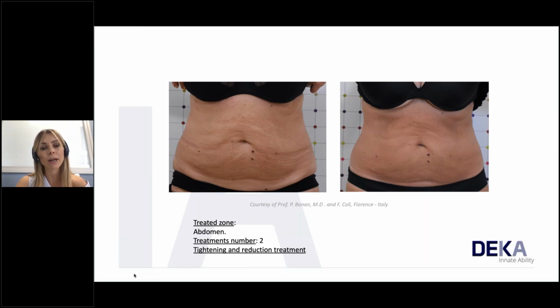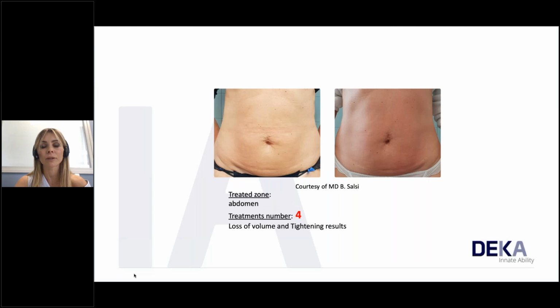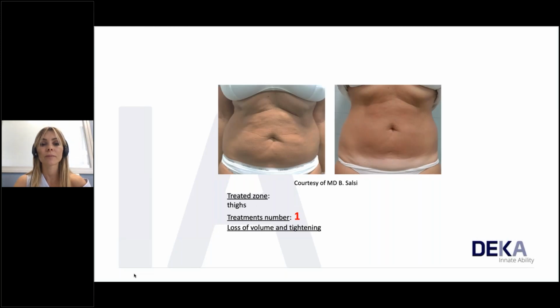So there is a reduction in these lines that you can see in the first pictures. And the improvement around the wrinkles that are on the belly button. Even in this picture, you can appreciate it after 4 treatment sessions.